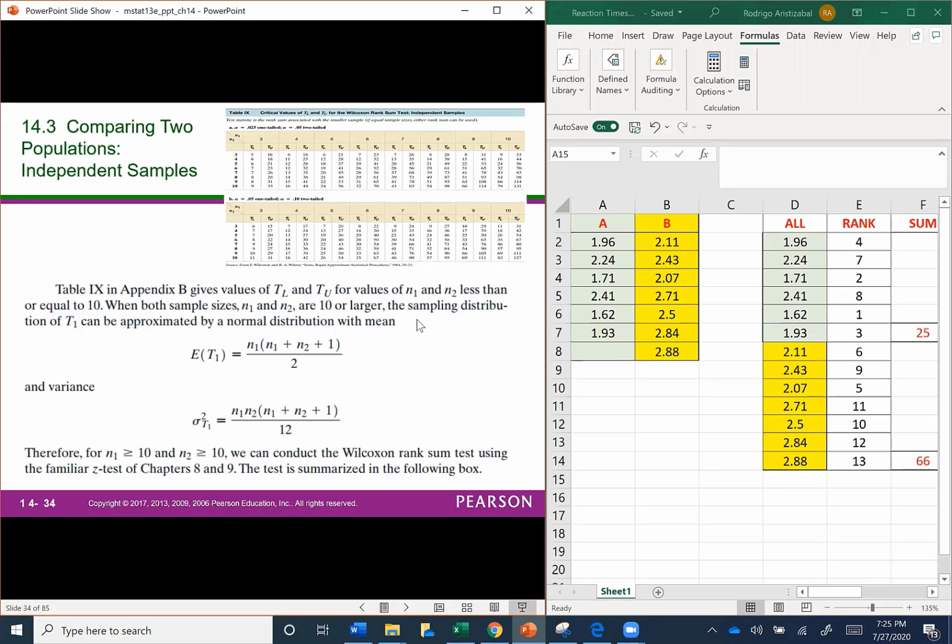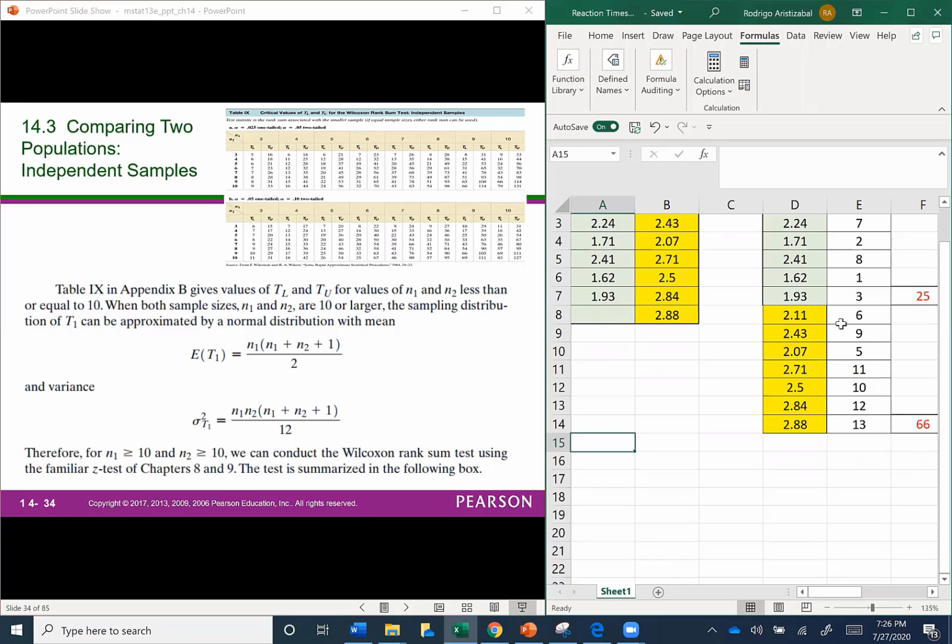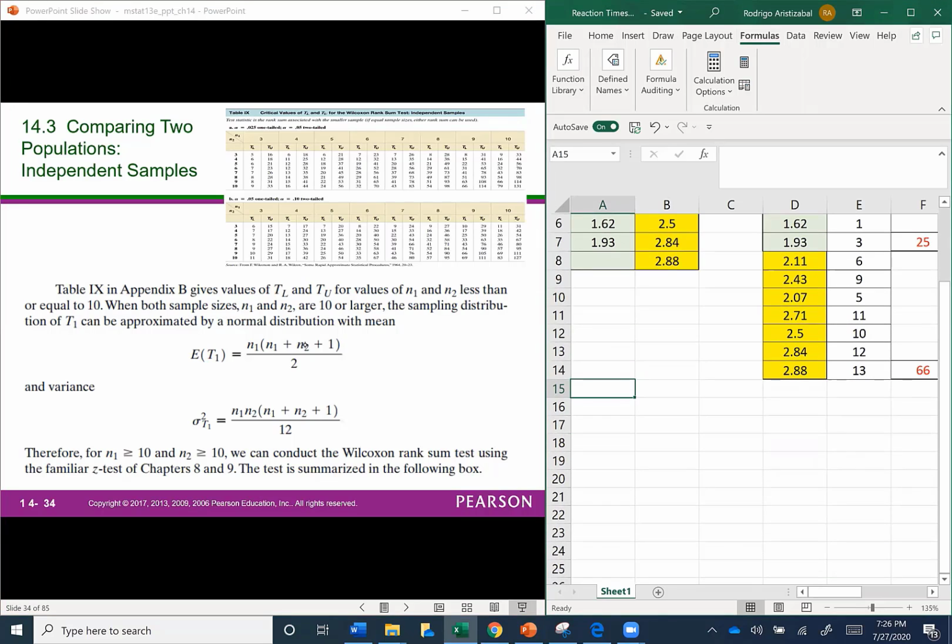That is the mean of the sum. In this procedure, we are always going to use the first sample. This is the first sample and this is the second sample in our data. But we are always going to use the sum of the ranks, not the sum of these values, the sum of its corresponding ranks, always of the first sample. Let me tell you why these formulas are right.